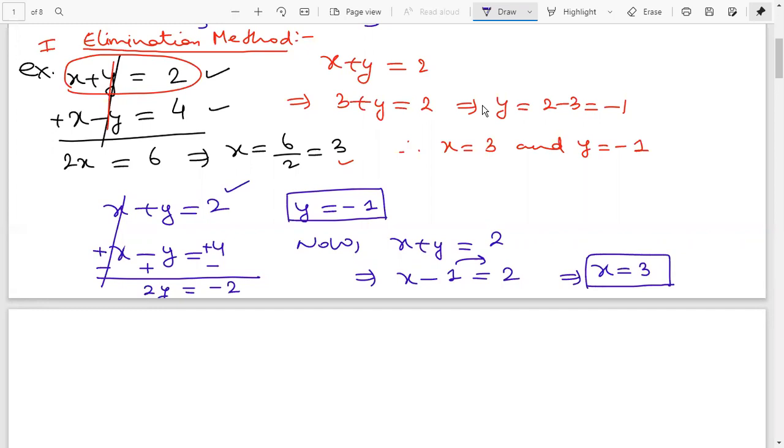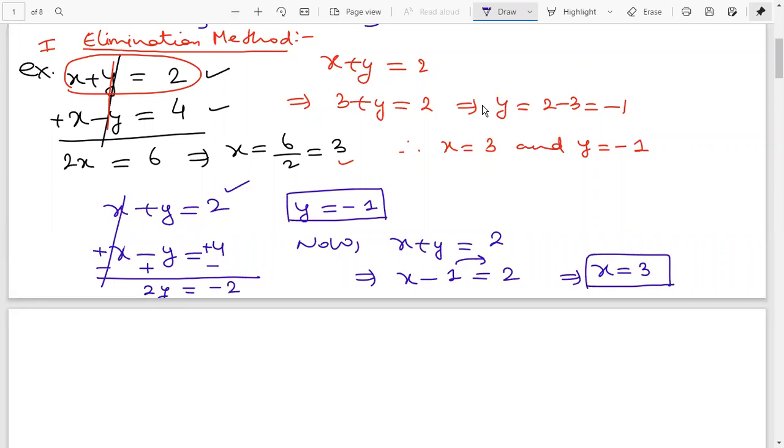So for eliminating y, we have just added these two equations, or we can say these pair of linear equations. By addition, y will cancel out because the y magnitude is the same and the sign is opposite. So 2x will be equal to 6, x will be 3, and x plus y equals 2. So 3 plus y equals 2, y equals -1. Correct.